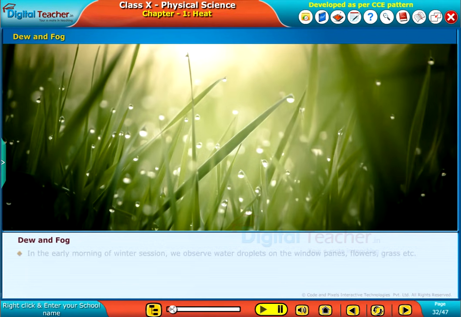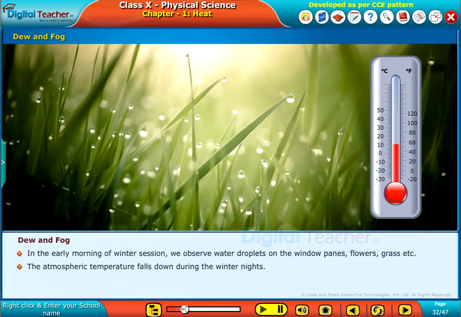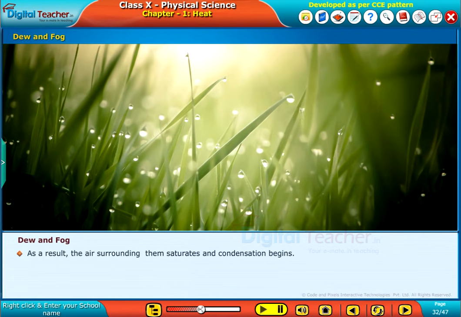Dew and fog. In the early morning of winter season, we observe water droplets on the window panes, floors, grass, etc. The atmospheric temperature falls down during the winter nights. Hence, the surface of window panes, floor, grass, etc. become colder. As a result, the air surrounding them saturates and condensation begins. The water droplets condensed on such surfaces is known as dew.